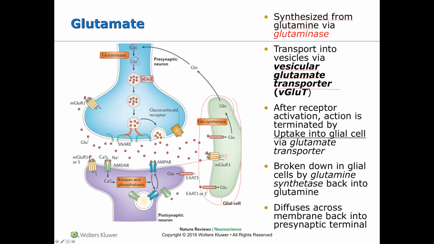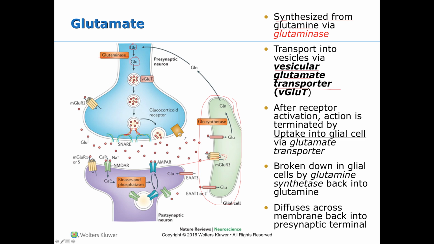convert glutamine to glutamate. So the general process of glutamate is glutamine through glutaminase will turn to glutamate. Glutamate will flow into the vesicles through transport via the vesicular glutamate transporters. You have SNARE protein complexes, which will allow for vesicular fusion. Glutamate will be released. It can act on metabotropic glutamate receptors or ionotropic glutamate receptors, NMDA or AMPA.